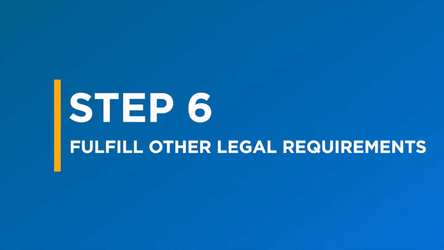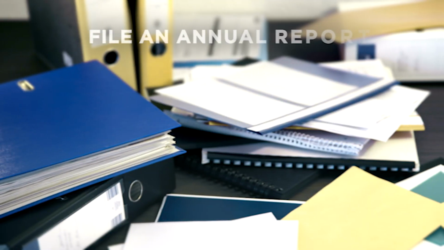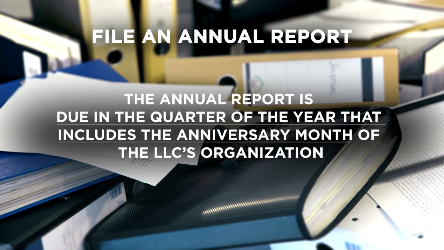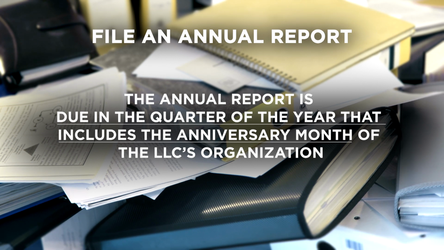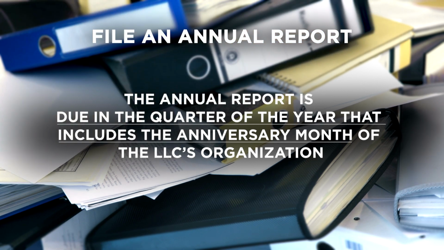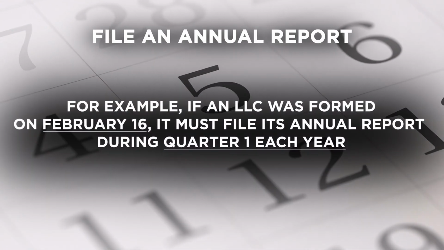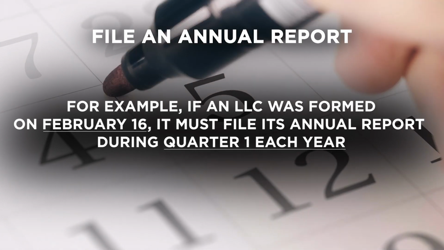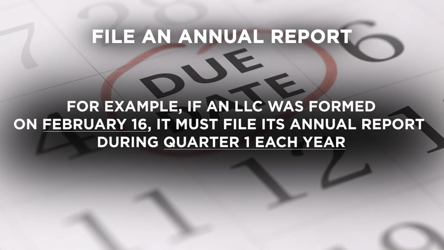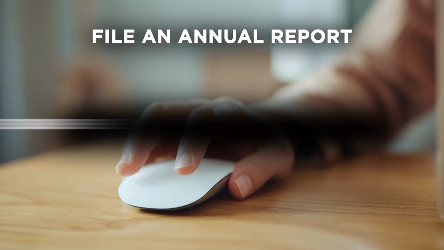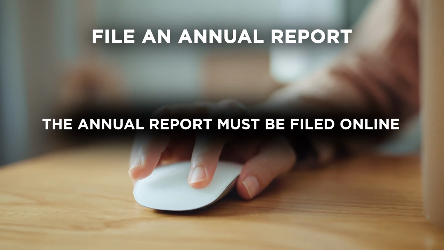Finally, make sure to complete all additional legal requirements. File an annual report. The annual report is due in the quarter of the year that includes the anniversary month of the LLC's organization. For example, if an LLC was formed on February 16, it must file its annual report during quarter 1 each year. The annual report must be filed online.